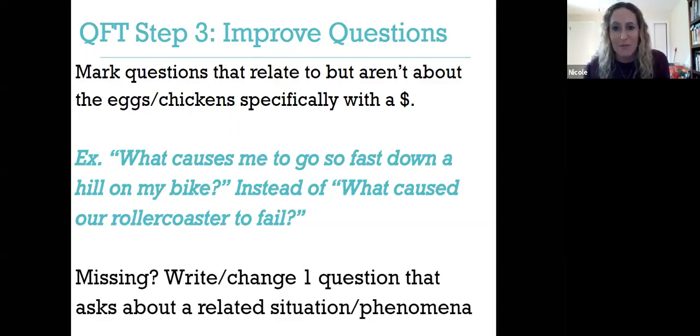So in that example, I didn't want them to point out questions about roller coasters. I wanted them to point out questions about other related things. So in this case, they would be putting $ signs next to any questions that aren't about the eggs and aren't about the chickens, but maybe are about frogs or are about humans or about something else, so that we're not just getting a bunch of questions about eggs and chickens, because we want to leverage and make more connections to the standards. So again, the direction is if they don't have this, they should write or change a question and improve that question to include having some related phenomena.